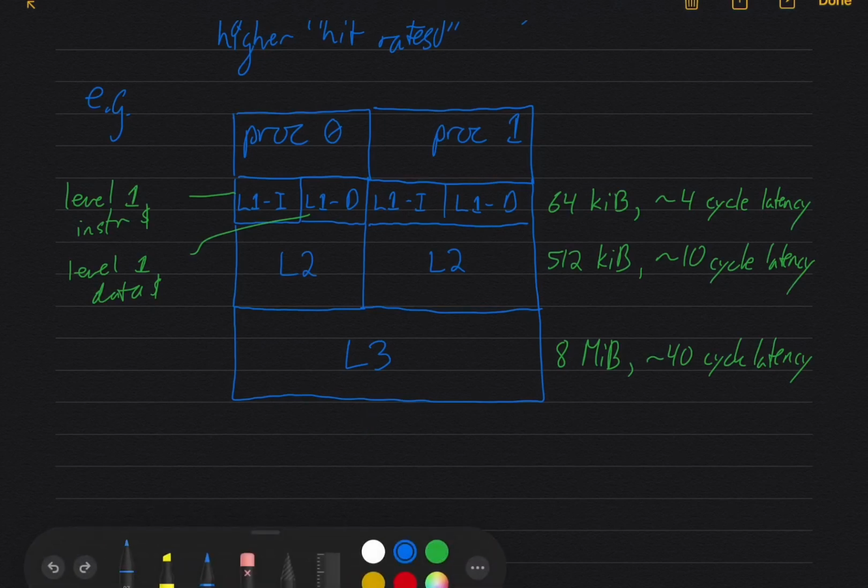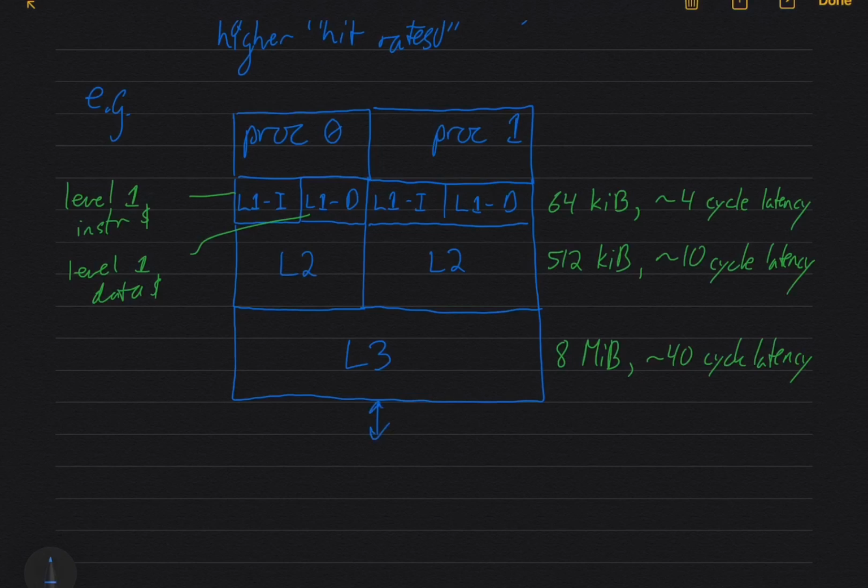Let's switch to blue here. That's if the L3 cache has to go down to main memory to get a block.